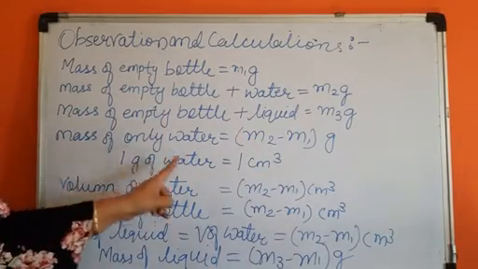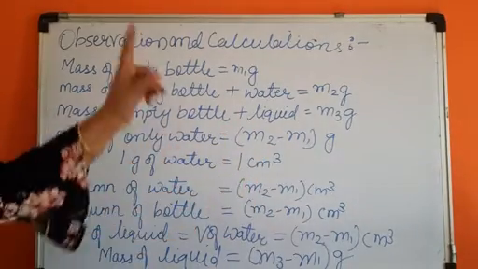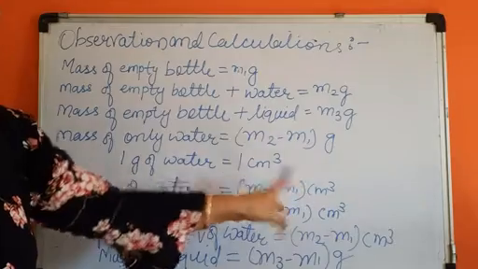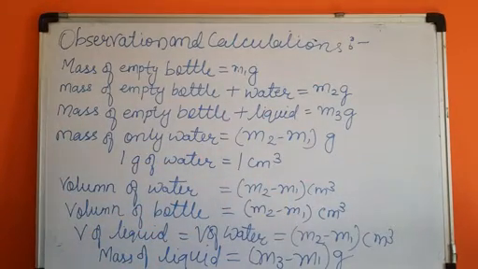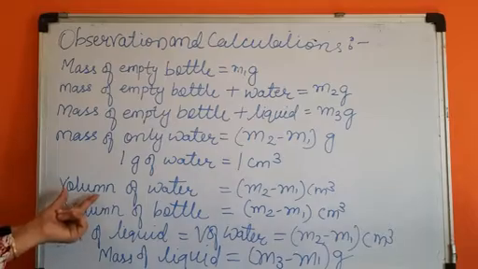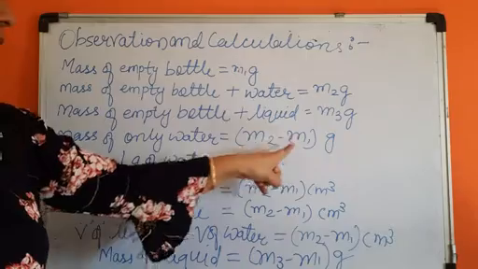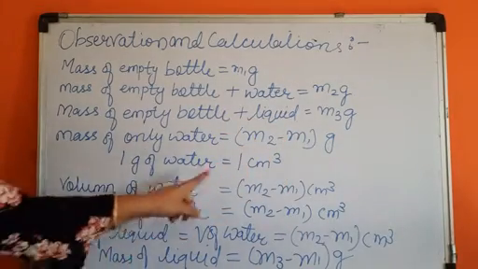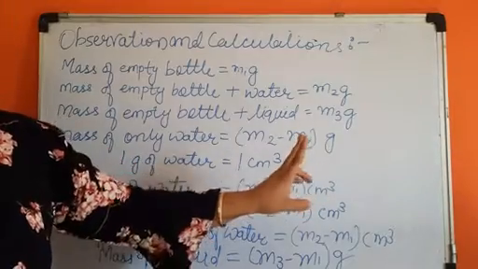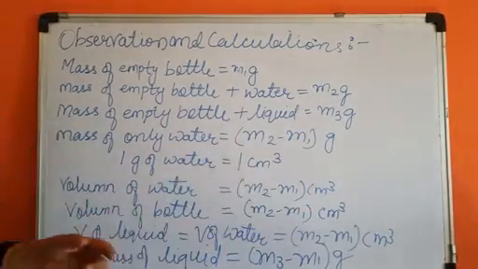Remember, 1 gram of water is equal to 1 centimeter cube. So instead of gram, we are writing centimeter cube. By this, we can determine the value of volume. So the volume of water, which is the mass of only the water, is m2 minus m1. So here we are getting the volume of water as m2 minus m1 centimeter cube. Instead of gram, we are writing centimeter cube.